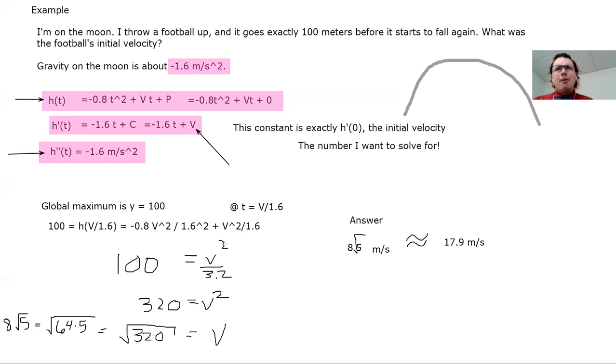So what's the payoff? The payoff is if you know how high an object got before it starts to fall again, thanks to calculus, we can figure out its initial velocity. What was its speed the very moment it got launched up into the air?